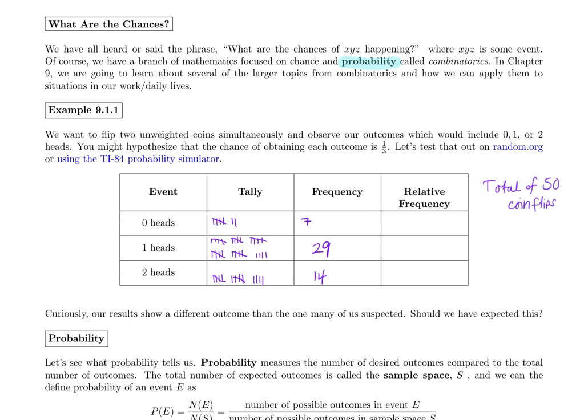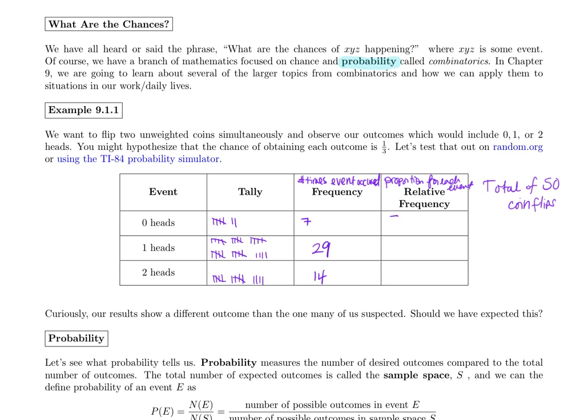Our frequency is how often our event occurs. Our events here are that we get 0 heads, 1 head, or 2 heads. We counted up how many times each one happened, and that's called our frequency, the number of times an event occurred. Our relative frequency is the proportion of times for each event: how many times did it happen out of the total number of events?